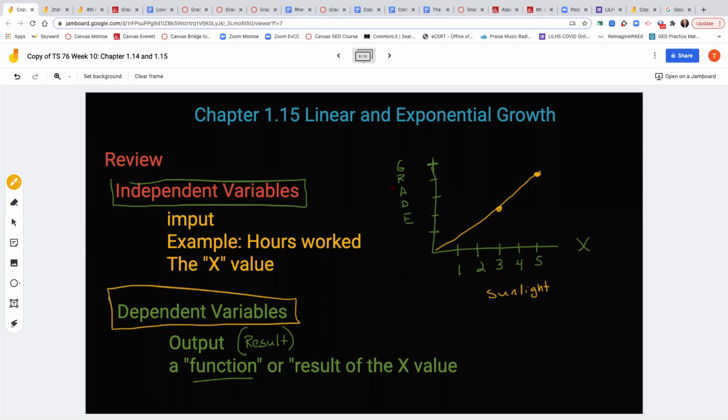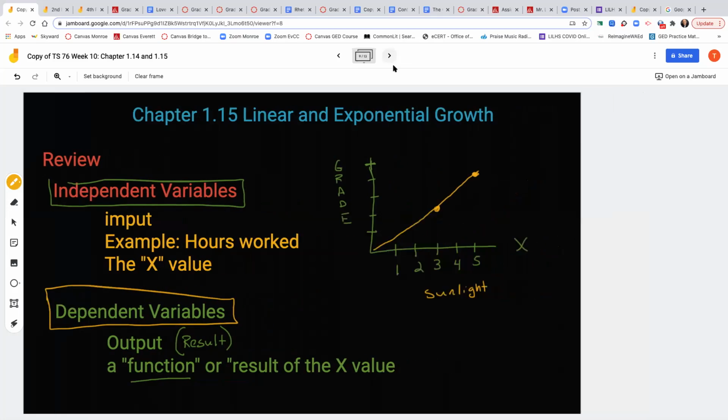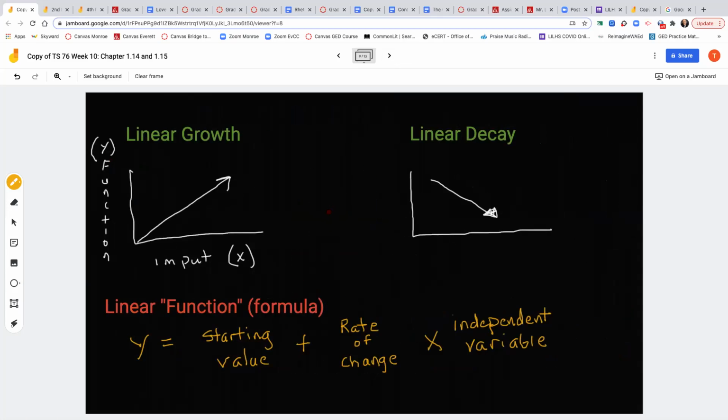What kind of grade I get depends on how many hours of study I put into my studying for my final exam. So those are the different kinds of variables. And that's a review. We went over this about 2 or 3 weeks ago. Okay. All right. So that being said, I do want you to go ahead and copy down just the picture of linear growth. Okay. What it looks like, and linear decay. Most of the time, we're going to be talking about linear growth in a science experiment, but not always.